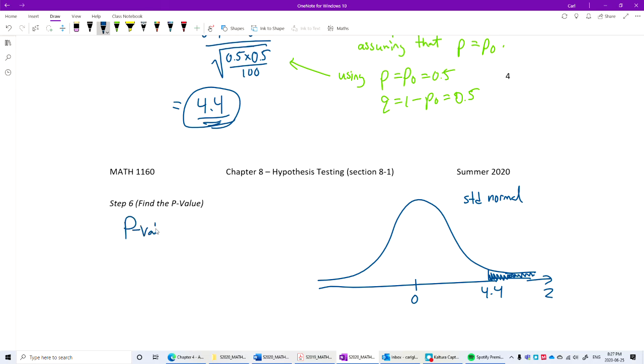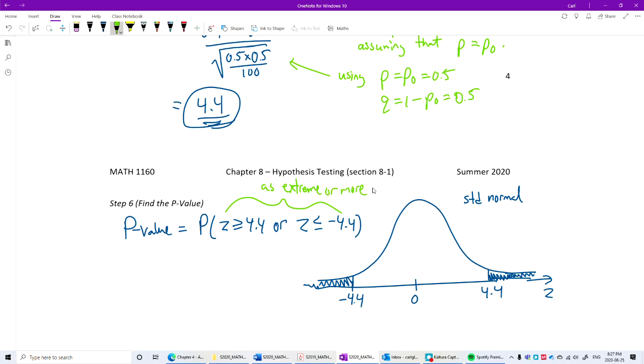The p-value is going to be the probability that z is at least as large as 4.4, or, since, now this will sound weird, as extreme or more extreme would also be on this side. Since we're looking for lots of heads or lots of tails, anything that's that far away from 0 in either direction is considered to be equally extreme. So z is greater than or equal to 4.4 or z is less than or equal to negative 4.4. This is the meaning of as extreme or more in both directions.